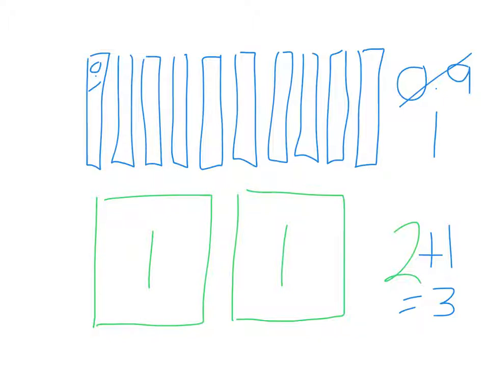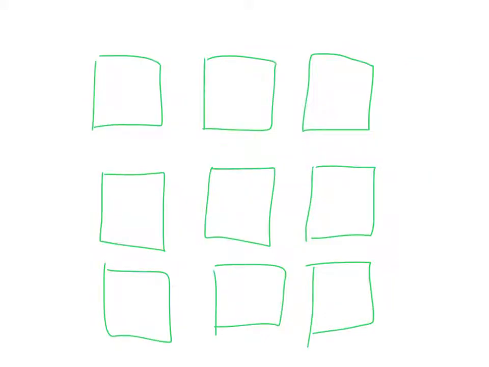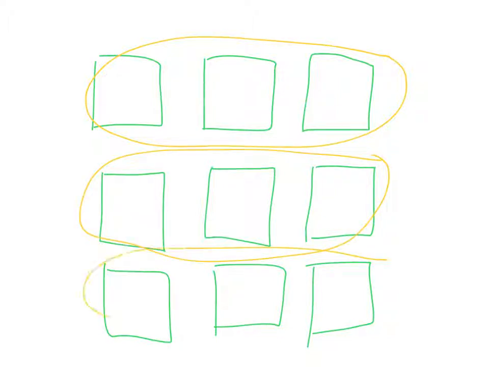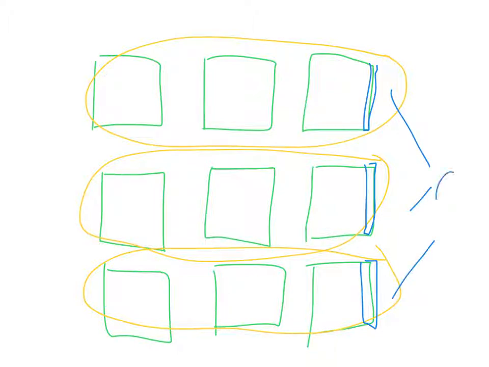But what does it look like when I compensate for this? Here are my 3 groups of 3. 1, 2, 3. And because I've put this into an array, I can see very easily that 3 groups of 3 is 9. However, I need to subtract 1/10 from each of those groups. So that's 0.3 that I need to get rid of.